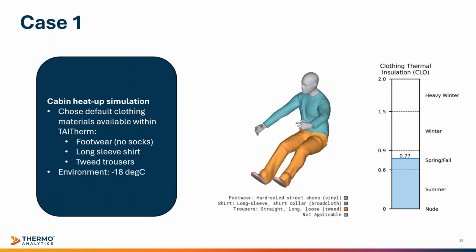When I ran the simulation and looked at the results in that TCAT tool, I noticed that it was reporting that the overall CLO of the ensemble is only about 0.77. And that level of insulation is typically for a spring or fall outfit. So it's unlikely that a person would get into their car on this cold winter day in only this light shirt and light pants.